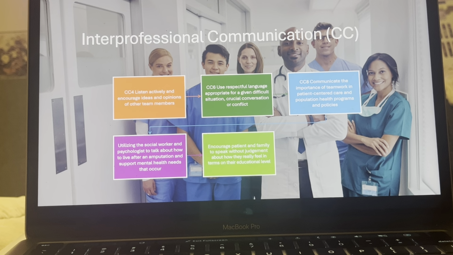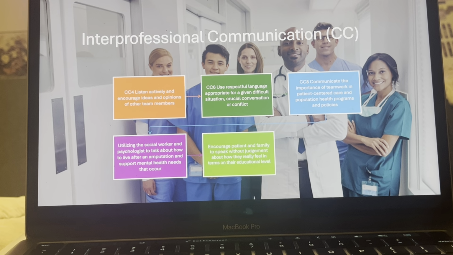Subcompetency CC4, listen actively, encourage ideas and opinions of other team members. Having a morning meeting and everybody getting together and speaking about each individual patient and what problems arose overnight. We utilize the social worker and psychologist to talk about how to live after the amputation and support his mental health care needs as they occur.